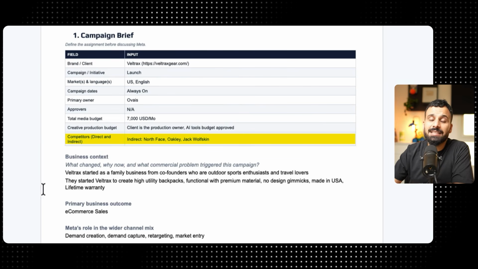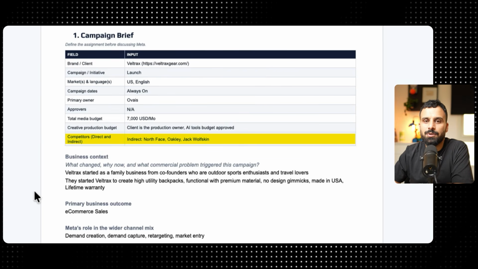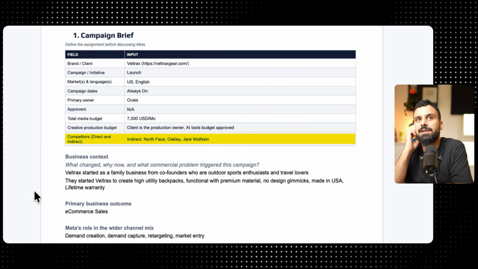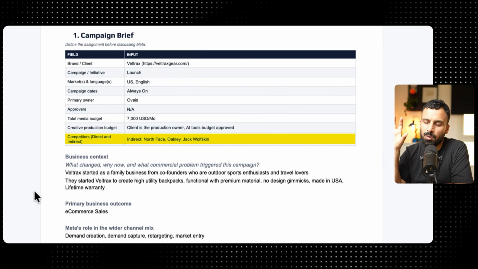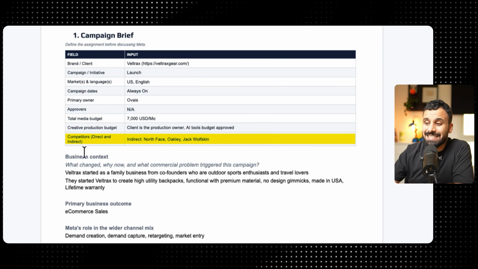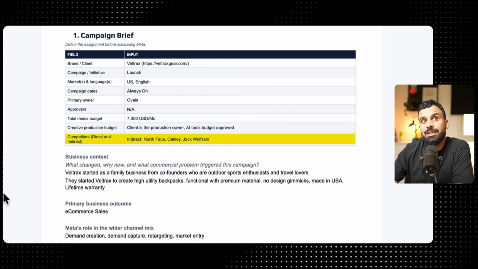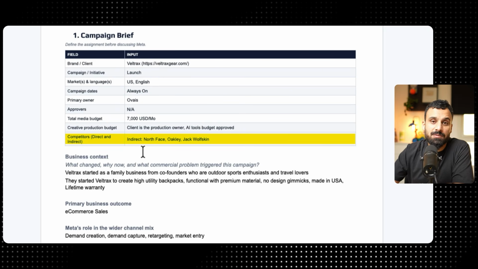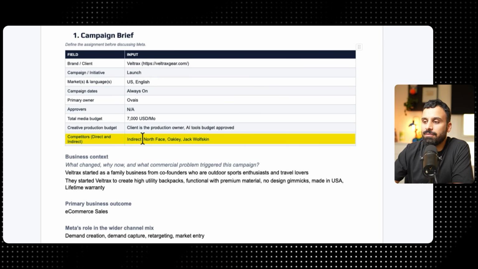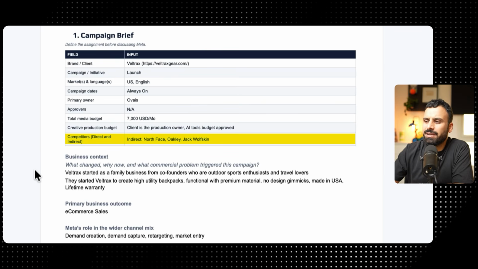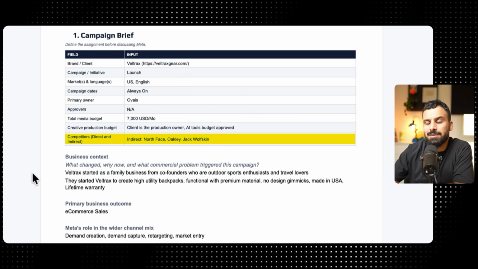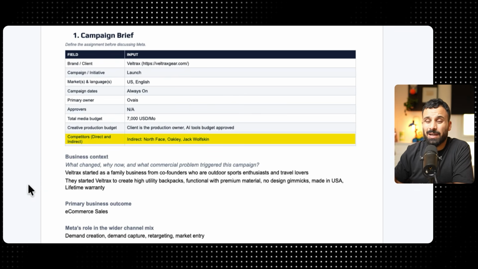Competitors, direct and indirect. See, all this information comes from them. You ask them this. Sometimes they will give you a lot of information, but you just note down the important ones here. Competitors, direct and indirect. Direct, they technically don't have any significant ones which we could find online or they know of. But indirect is The North Face, Oakley, Jack Wolfskin, all these, because they create the products they have, which we will know about.